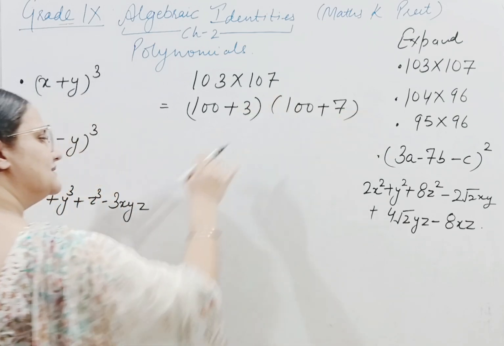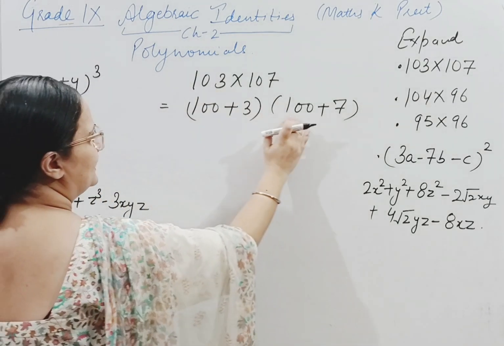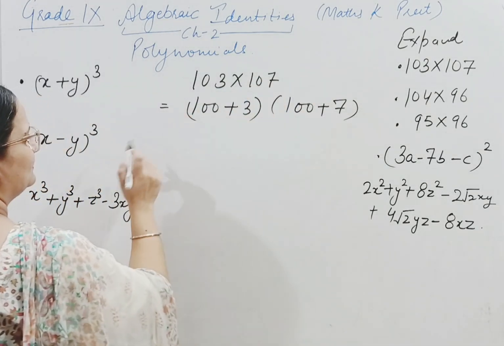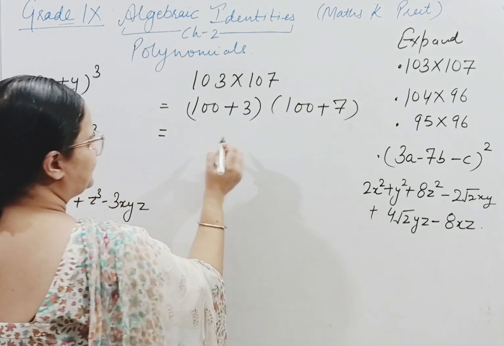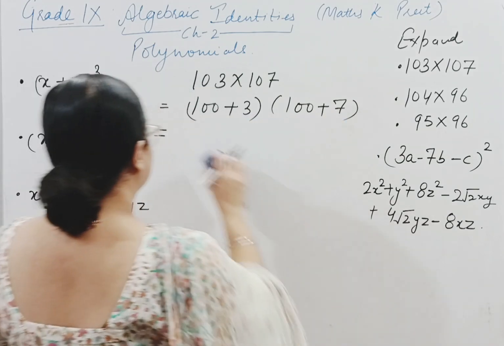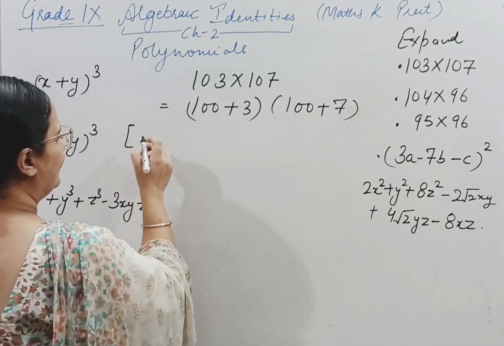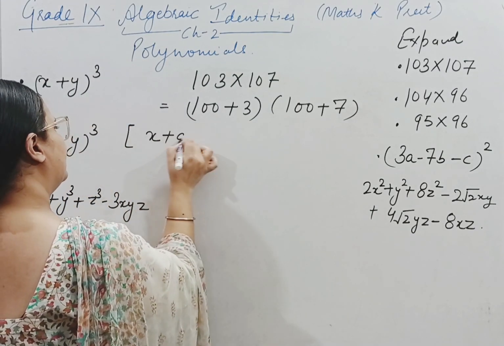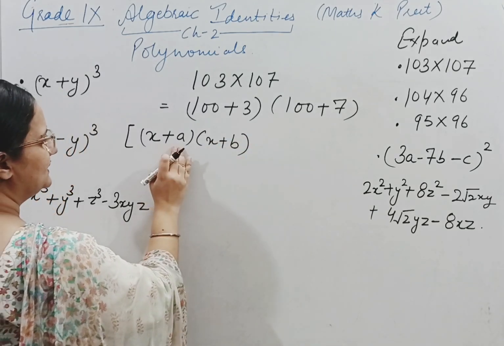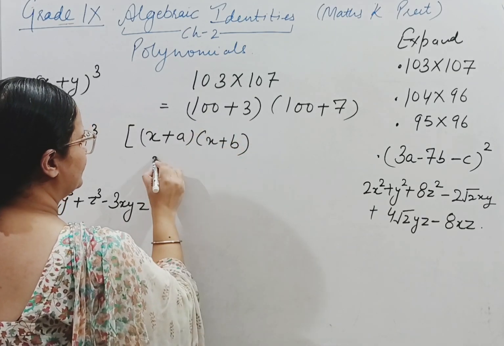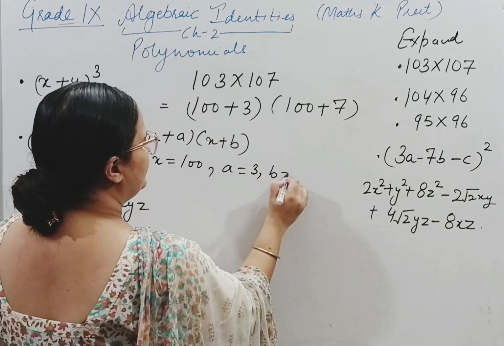So this bracket is giving us multiplication. Nothing has changed. 100 plus 3 is 103, 100 plus 7 is 107. We are multiplying these two, so this will be equal to... Now this is of the form what? Let me write that identity. Every time you have to give a reason why you are making use of any identity. So this is similar to (x plus a)(x plus b). x is 100 here, so I'll write x is equal to 100, a is equal to 3 and b is equal to 7.